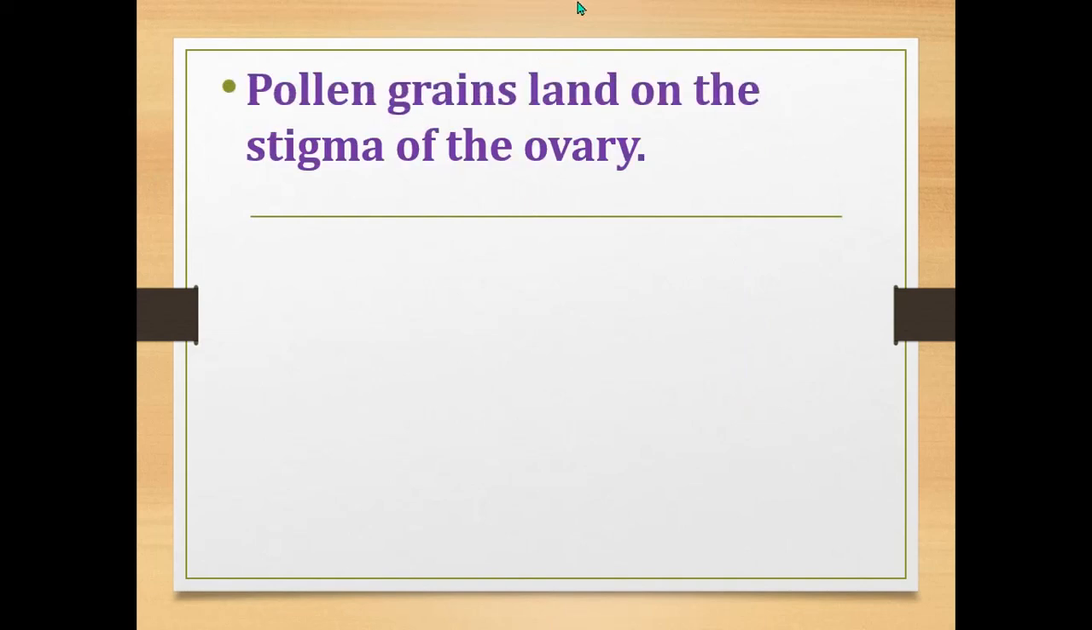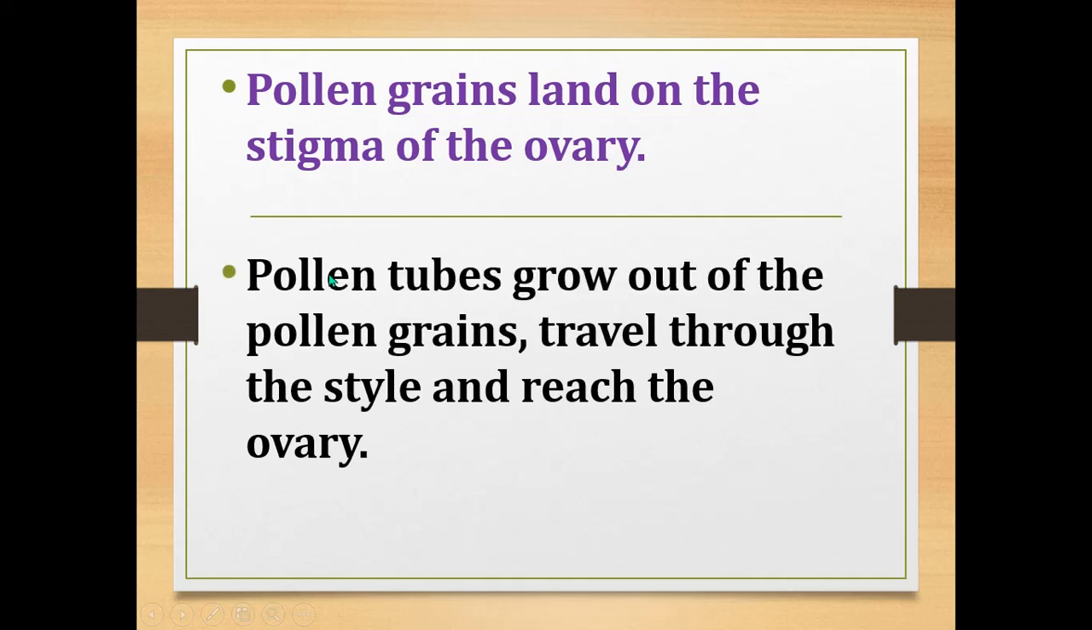Pollen grains land on the stigma of the ovary. Pollen tubes will grow out of the pollen grain and travel through the style and reach the ovary. Okay, so the pollen grain will land on the stigma, and the pollen tube will grow out of the pollen grain, and it will reach the style, and then it reaches the ovary.